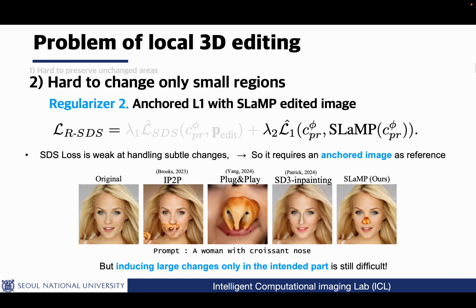And in contrast, for inducing larger changes in only a small region, we use Regularizer 2, anchored L1 with SLAM editing image. SDS loss is weak at handling subtle changes, so it requires an anchored image as reference. But as you see in this picture, when using the prompt "change her nose into croissant," some image editing methods such as InstructPix2Pix and Plug-and-Play either completely fail or, like SD3 inpainting, produce almost no visible changes. This indicates that even in the image editing problem, inducing larger changes only in the intended part is still difficult.